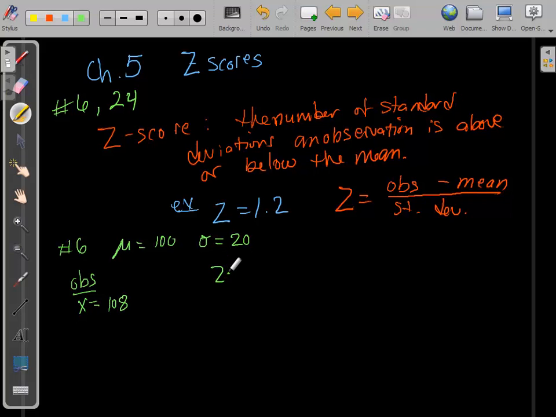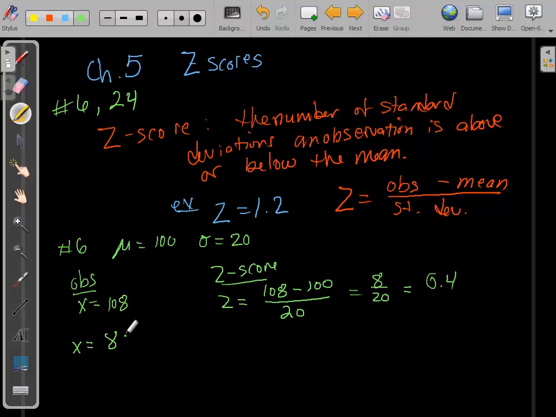the z-score, z, would be equal to 108 minus 100 divided by the standard deviation 20. So in other words, 8 over 20, which is equal to 0.4. Okay, if we had an observation of 88, then our z-score would be 88 minus 100 divided by 20. So in other words, negative 12 over 20, which is negative 0.6.